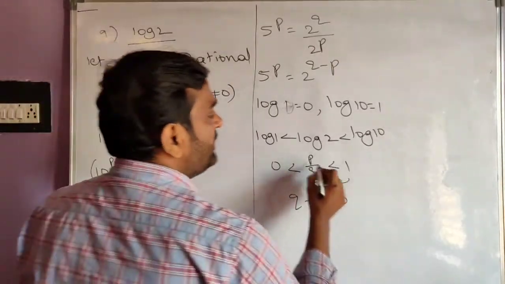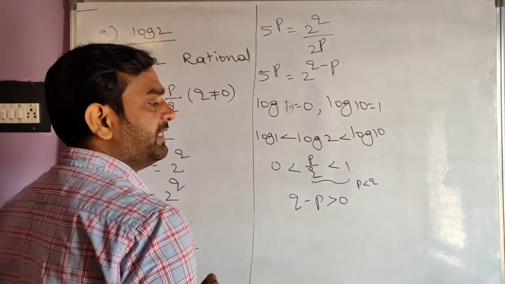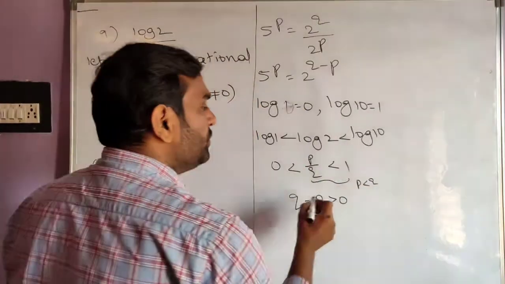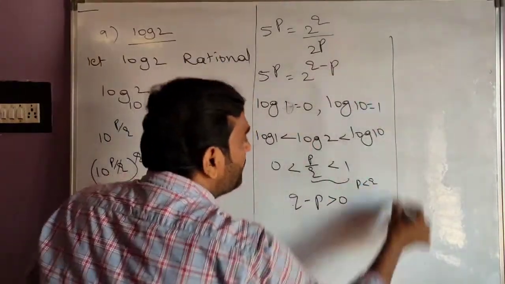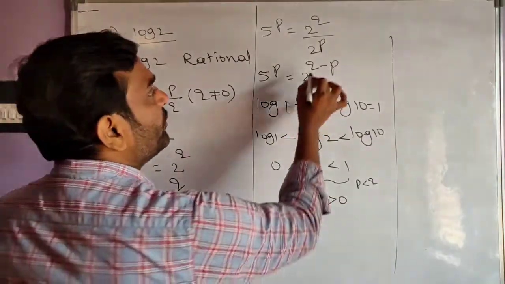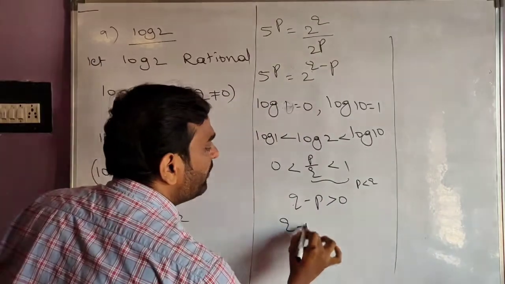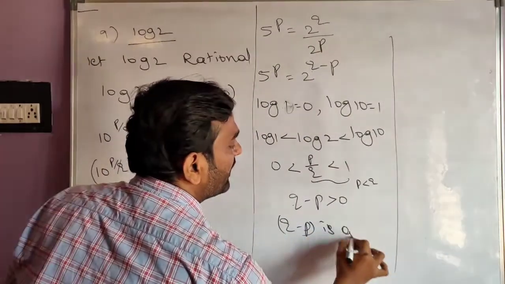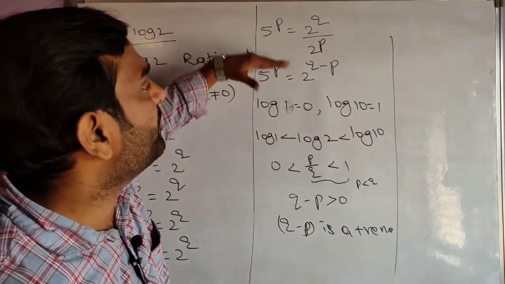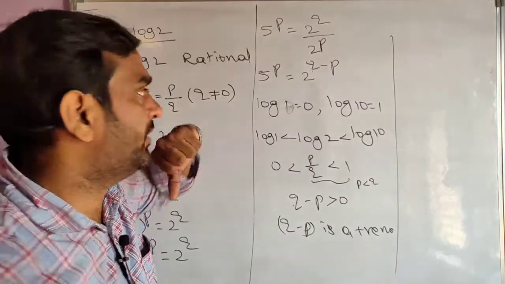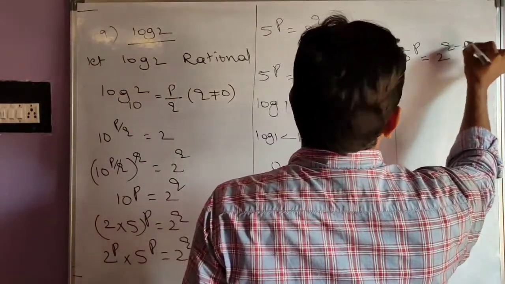Listen here. P is less than q. Q is greater than p. So q minus p is greater than 0. If q minus p is greater than 0, then q minus p is a positive number. Here we got 5 power p is equal to 2 power some positive number. 5 power p is equal to 2 power (q minus p).